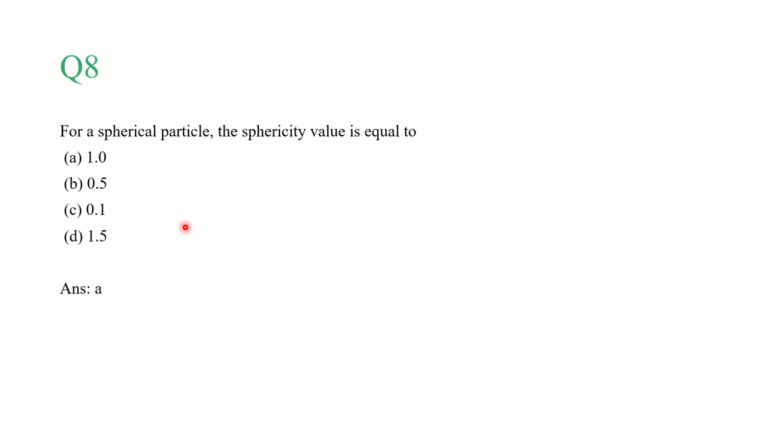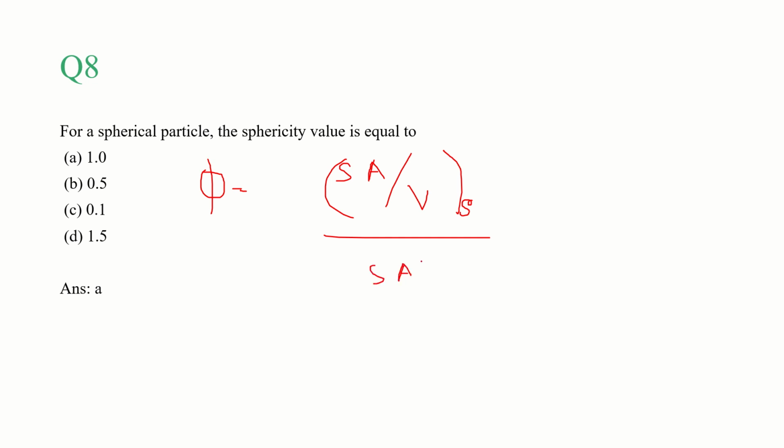So what is the sphericity value for the spherical particles? In general, since it is for spherical particles, it is equal to 1. That we all know, but let us identify what is the calculation behind this. So sphericity is equal to the surface area of a sphere to the volume of sphere. That is, the surface area to volume of that particular non-spherical particle.